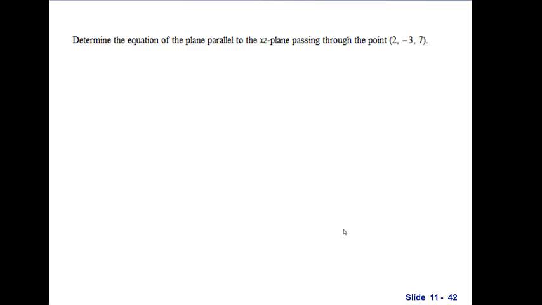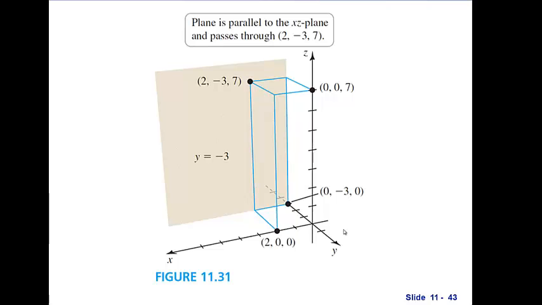Well, in order to determine the equation of the plane parallel to the xz plane and passing through the given point, we know that the points on a plane parallel to the xz plane have the same y coordinate. Therefore, the plane passing through the given point has y coordinate equal to -3. So basically the equation here is y equals -3. And here is the graph of it. You can see what this plane looks like.